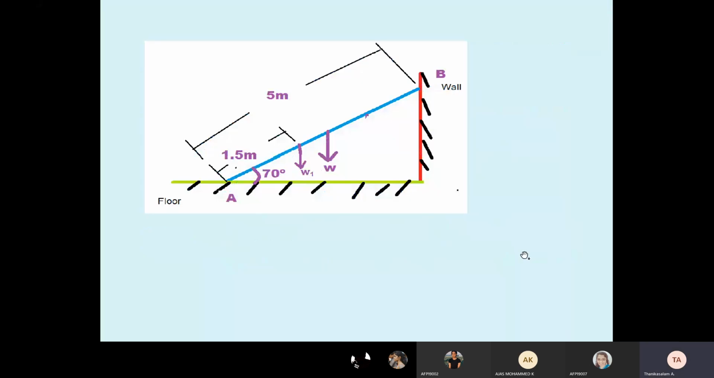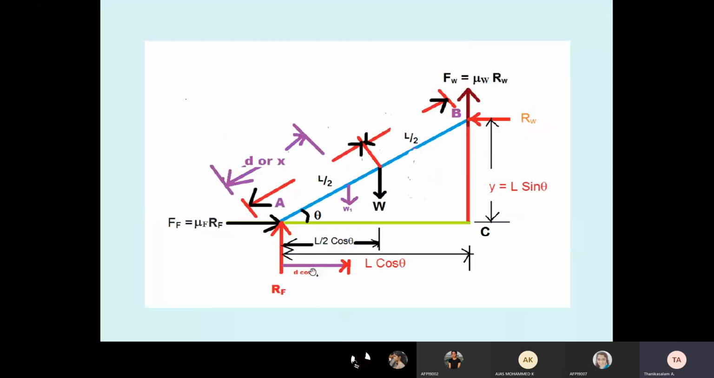Mu, they asked mu F. See here, they did not give a diagram, so I draw the diagram. The ladder length is 5 meter. The weight is acting at the middle, and one man is standing 1.5 meter as mentioned. The angle 70 degree is given. Okay. Now the free body diagram. What is a free body diagram? You mention all the values. L by 2, L by 2, W1. We know this x distance already. I will explain it. Then we have to calculate L sin theta, L cos theta.